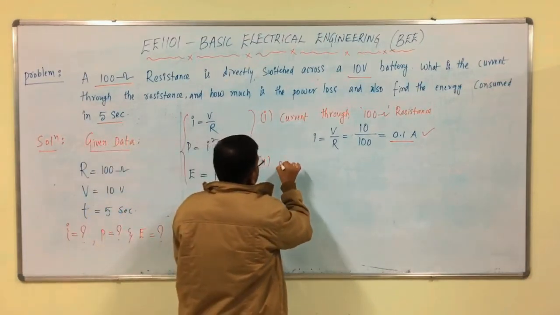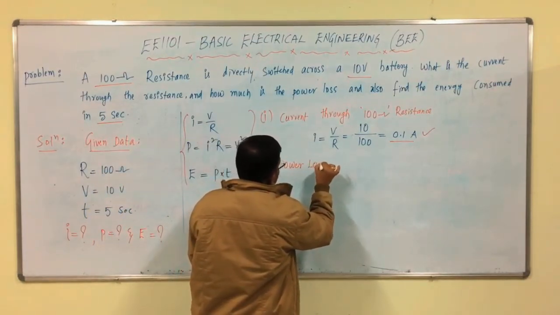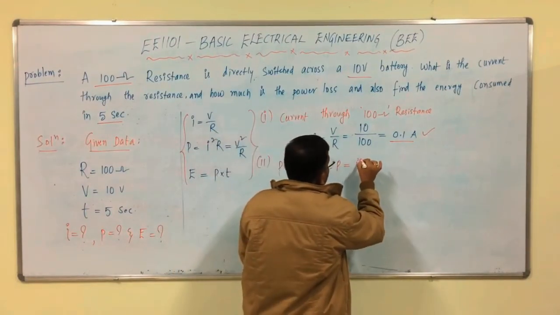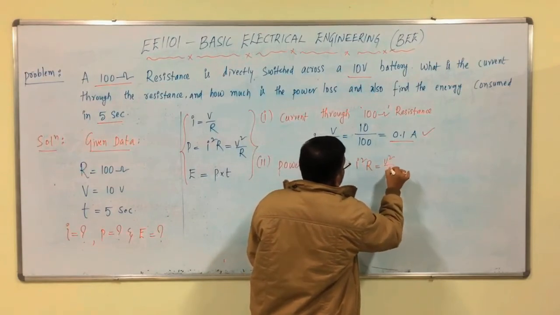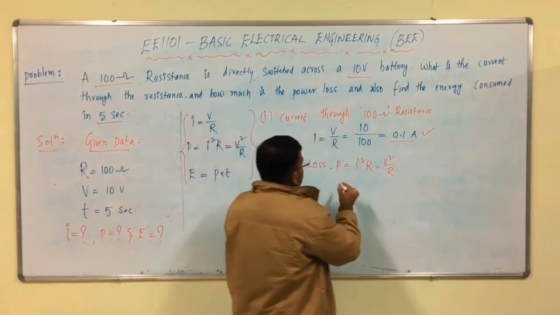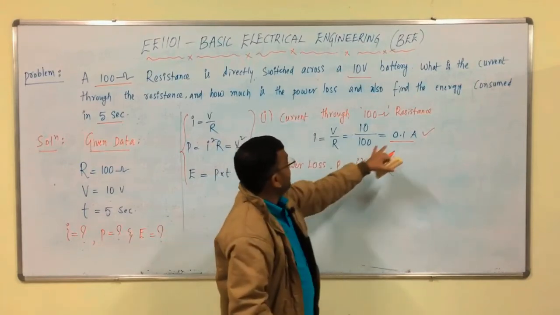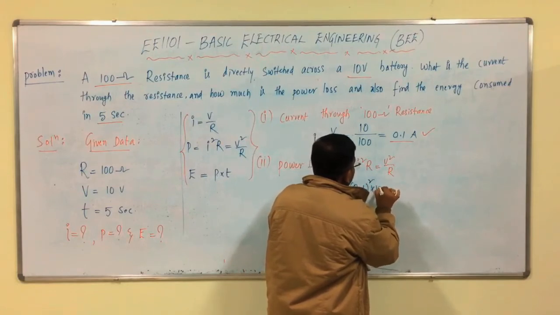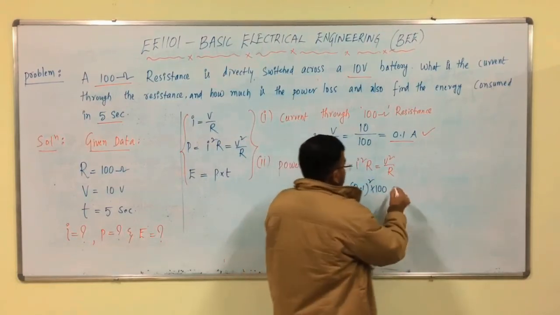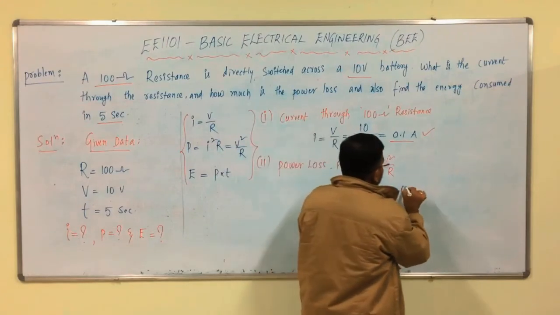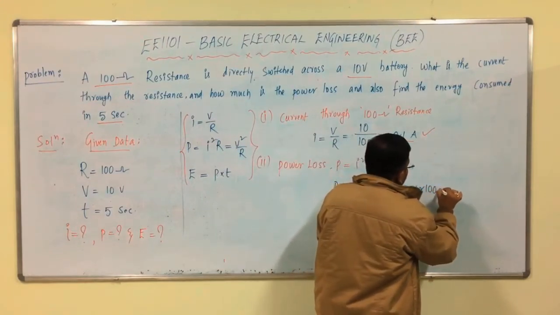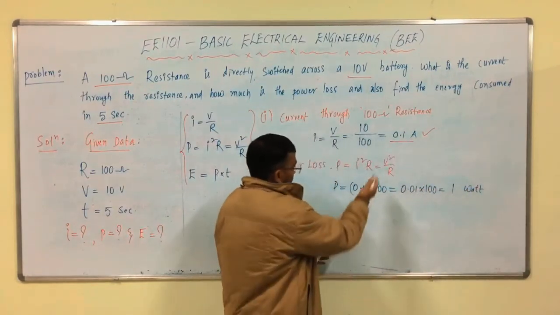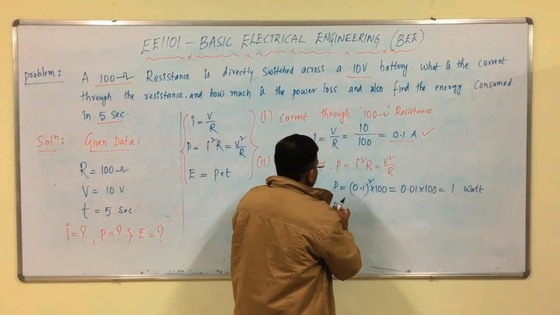So, next one, power loss. P is equals to what? I square R, which is equals to V square by R. So, simply, 0.1 whole square into 100, 0.01 into 100, which is equals to 1 watt.